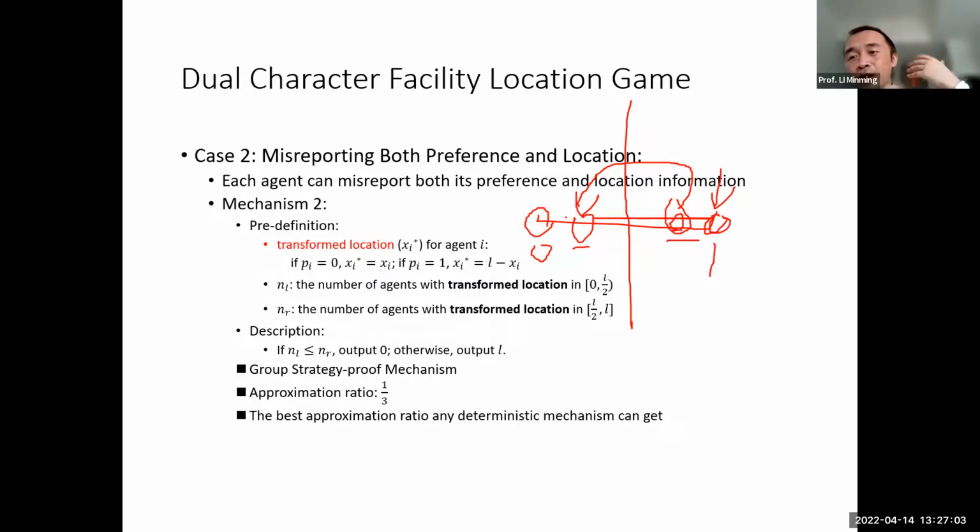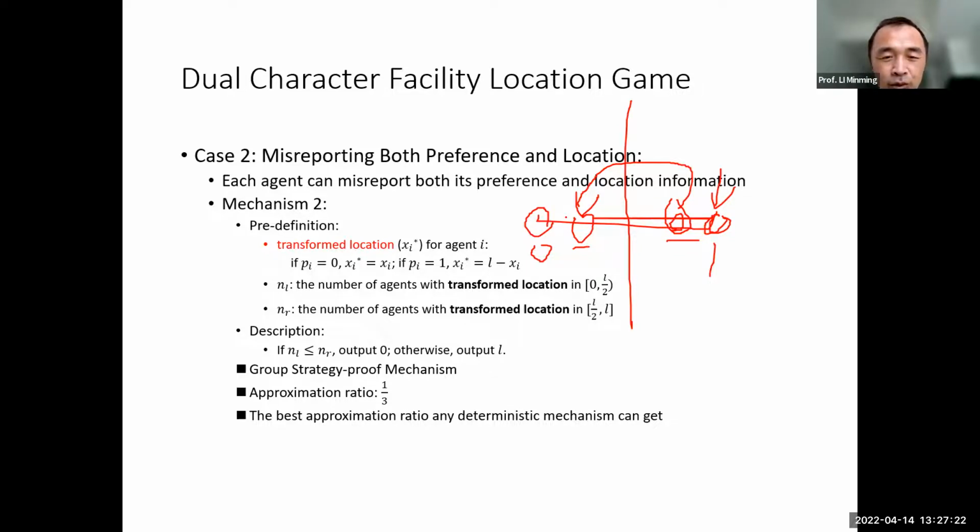Therefore, we can change all the people who like the facility to people who do not like the facility, at their new positions. And then it becomes an obnoxious facility location game. And then you can use the same voting method to choose which endpoint to pick, right?